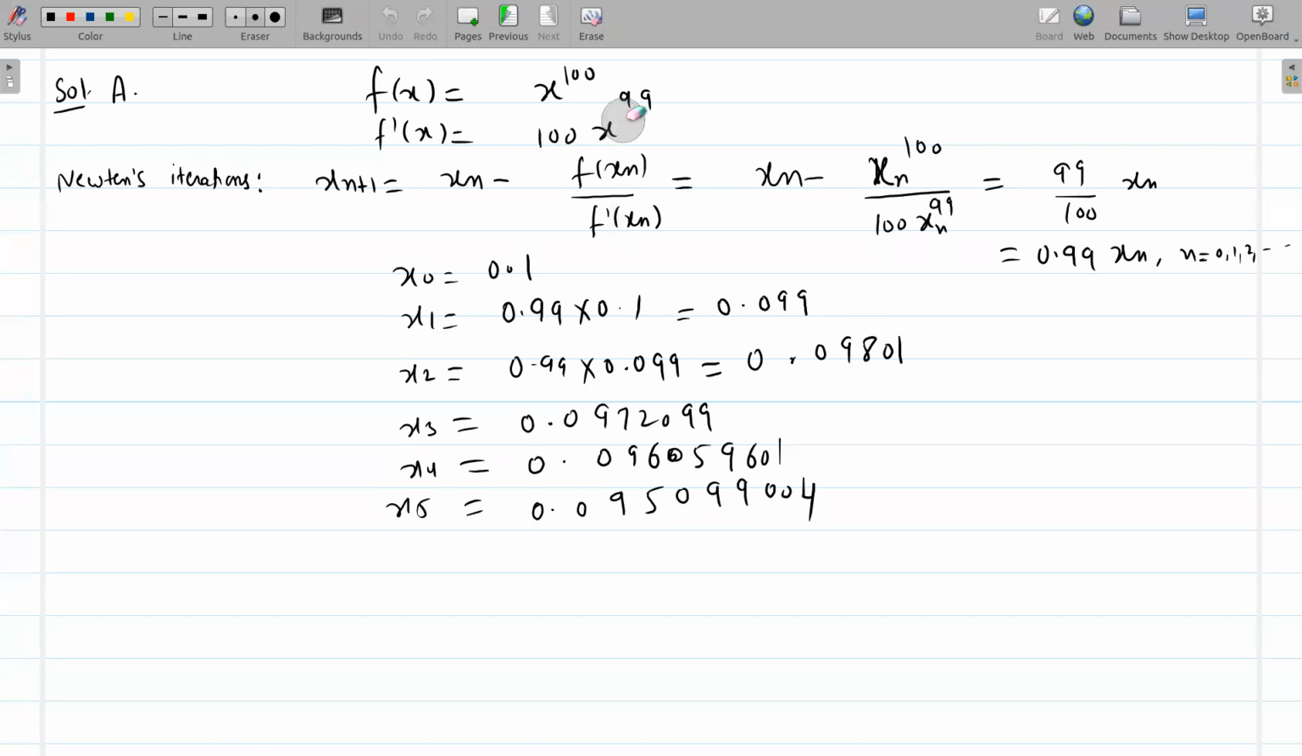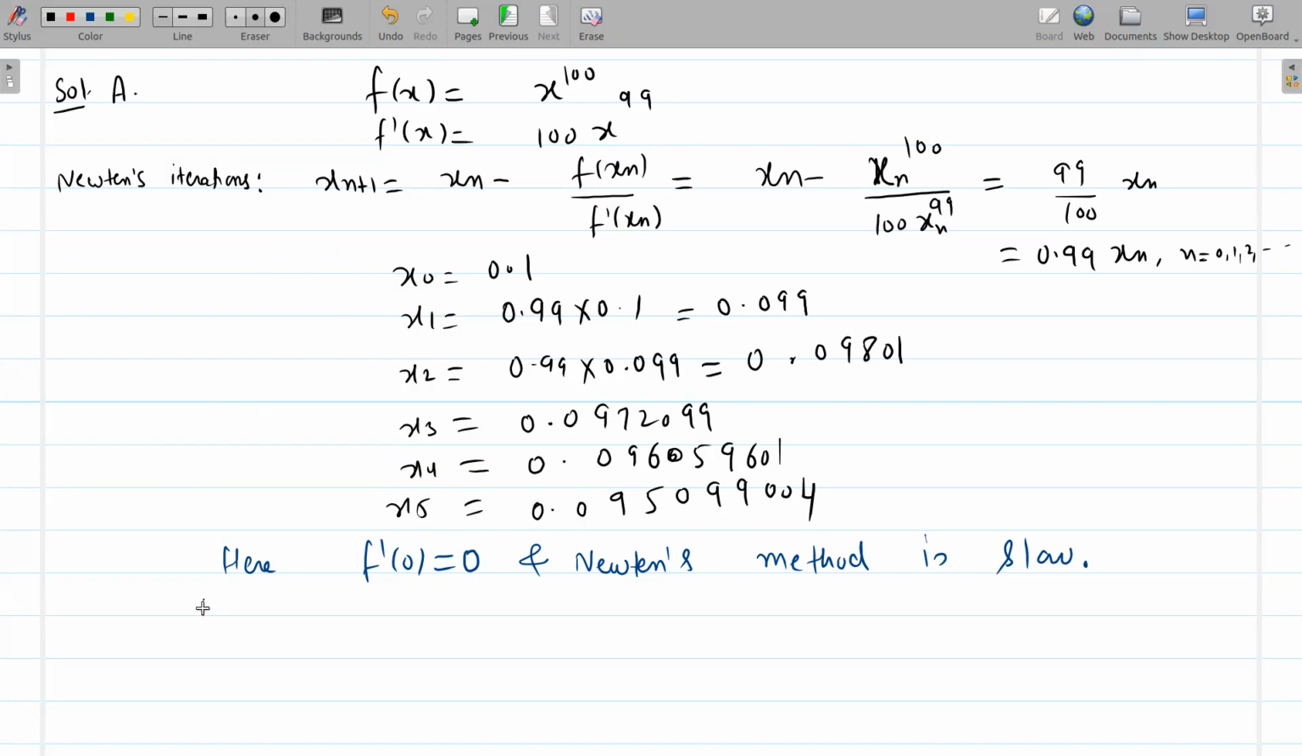This one, 100 x power 99. And 0 is a root, and the derivative is 0 here. So here f dash 0 equals 0, and Newton's method is slow. Is slow.